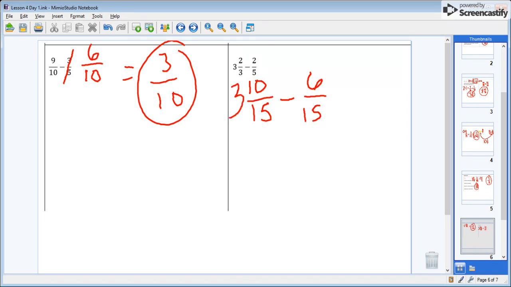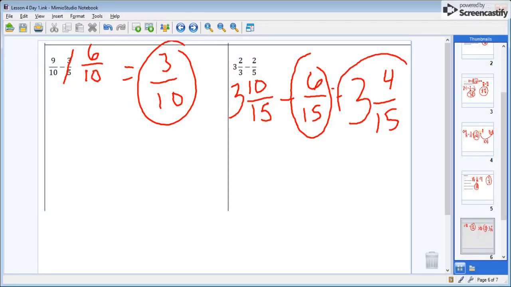You still have the whole number. So subtract 10 minus 6 is 4. Denominator stays as 4/15. The whole number, I have 3 minus nothing for a whole number in this second fraction. So 3 minus 0 is 3. Answer is in lowest terms as a mixed number, 3 and 4/15.